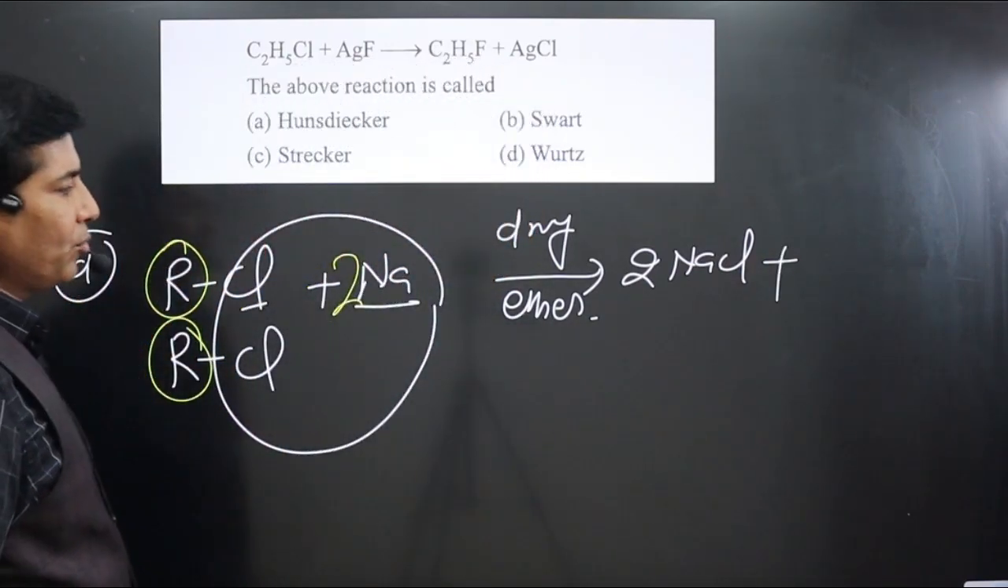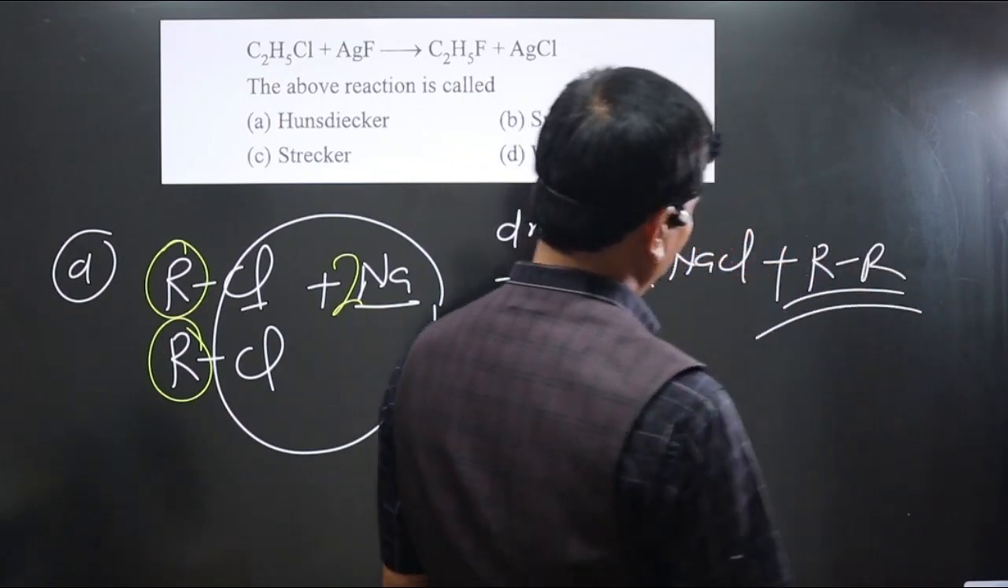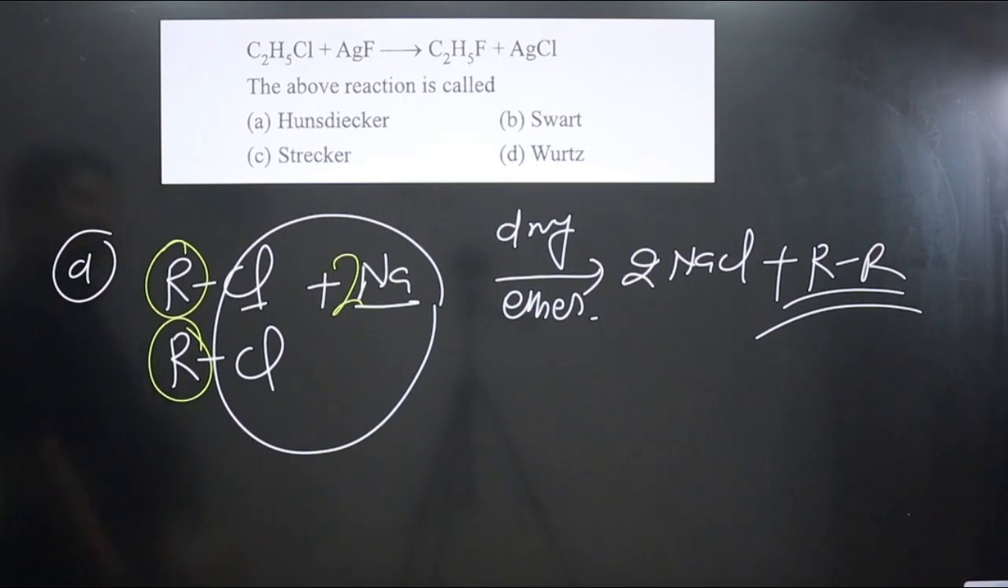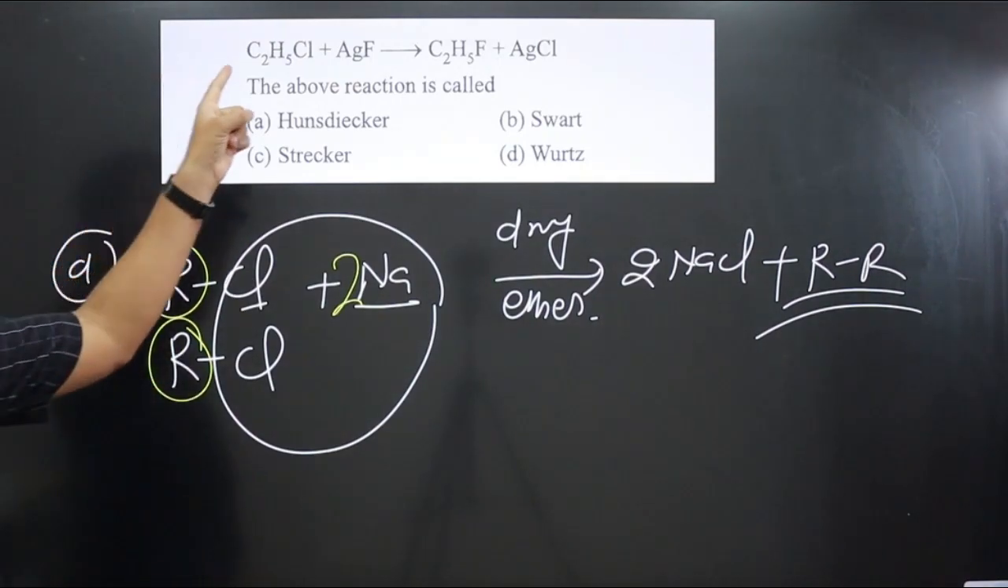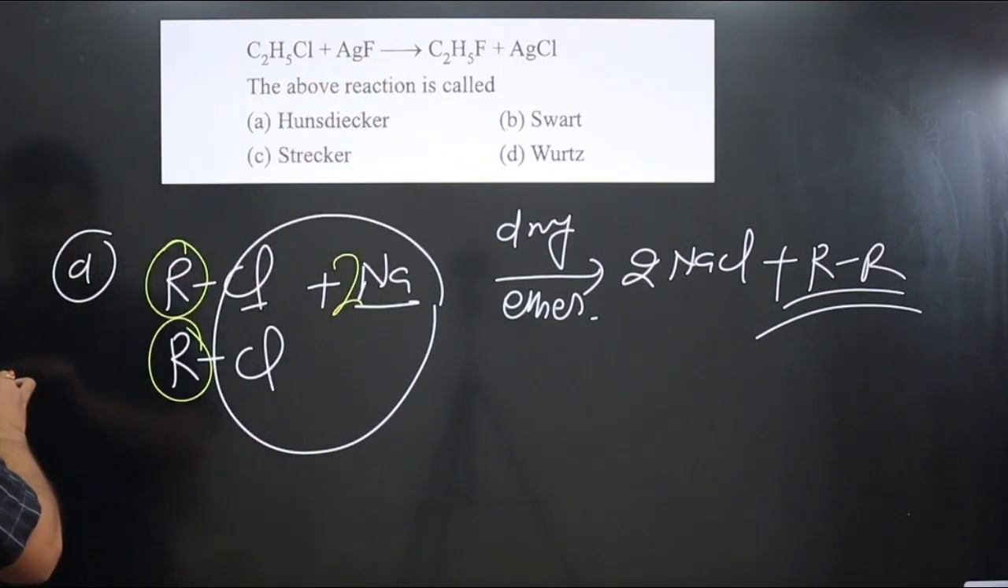You can see this is an alkyl group and this is also an alkyl group, and here we got the symmetrical alkane, R-R. This is the best method for the production of symmetrical alkane. This reaction is called the Wurtz reaction. Option B is correct.